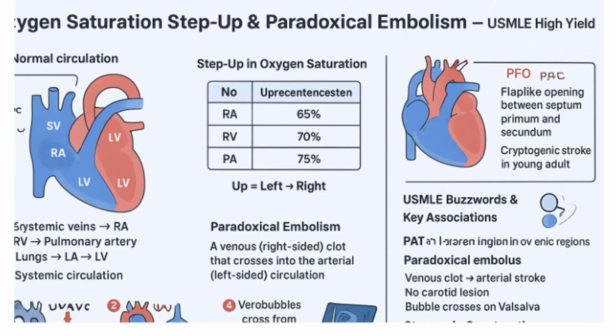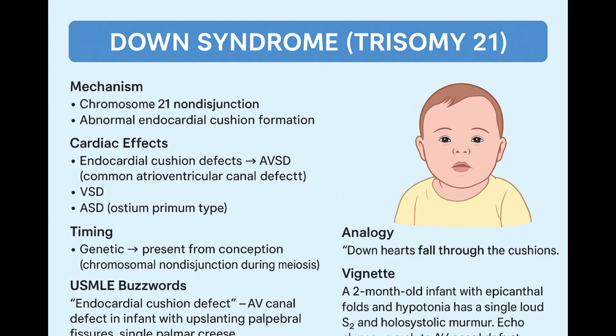Right. We already touched on Down syndrome, trisomy 21. The mechanism there is defective signaling involving the endocardial cushions. During weeks 4-7, mainly. Yeah, and the classic result is that complete atrioventricular septal defect, or AVSD, which is really a triple threat defect. This is a primum ASD. Plus an inlet VSD right below the valves. And a single common AV valve instead of separate mitral and tricuspid. Exactly. It's a catastrophic failure of that central cushion fusion.